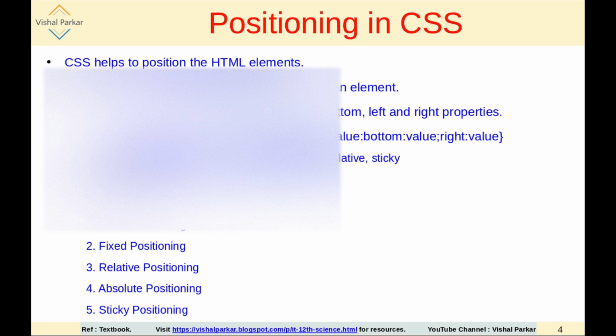So CSS allows you to position HTML elements in various ways. Here the position property is used to set the position for an element. The element can be positioned using the following 4 properties. You can say the top, bottom, left and right are the values for the position property.